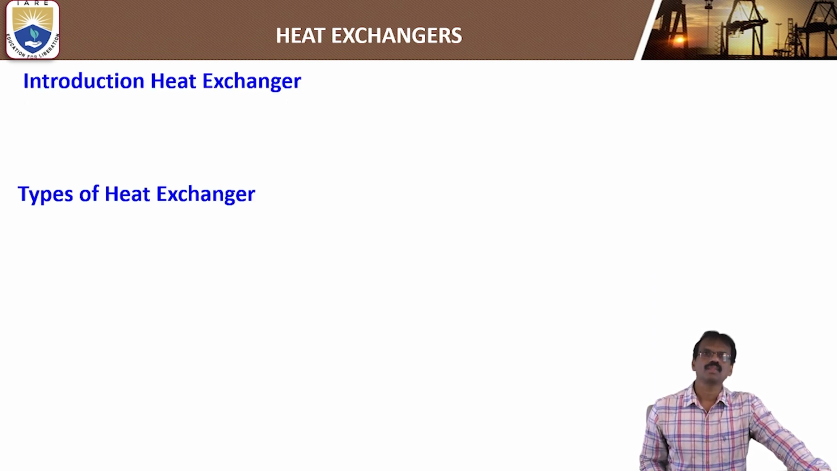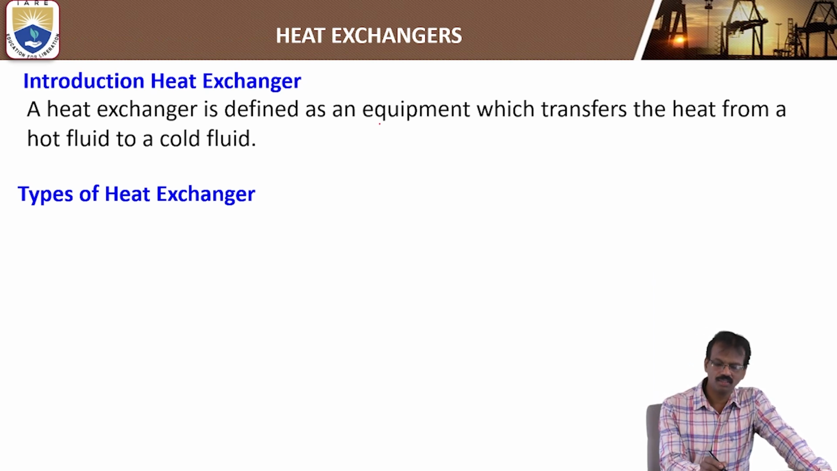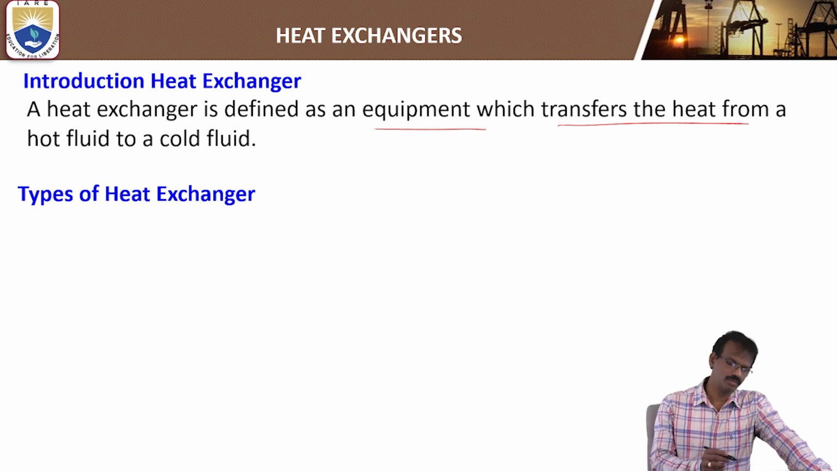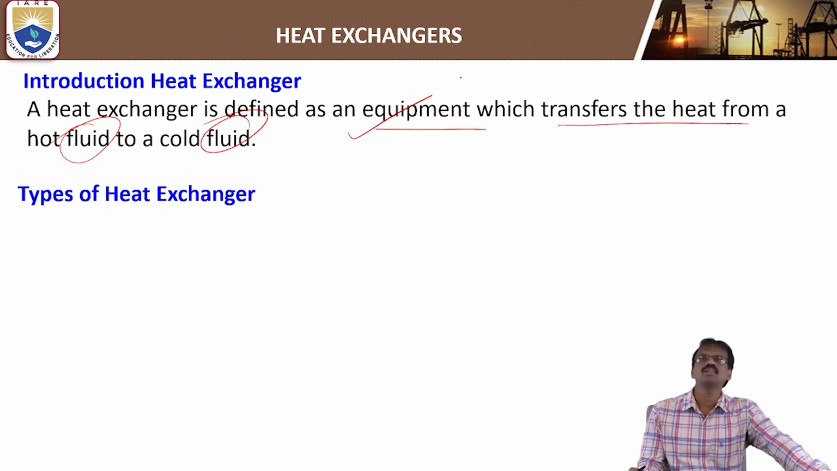First of all, we'll see an introduction to the heat exchanger. We know that a heat exchanger is a device which is used to enhance the heat transfer rate. A heat exchanger is defined as the equipment which transfers heat from a hot fluid to a cold fluid. So here heat transfer takes place between two fluids, from the hot fluid to the cold fluid. It is just like a device that can improve or enhance the heat transfer rate.